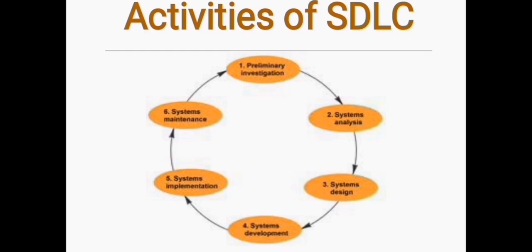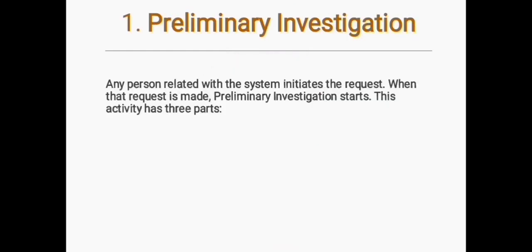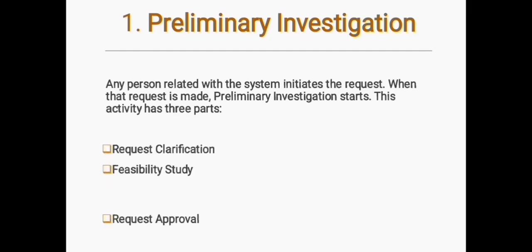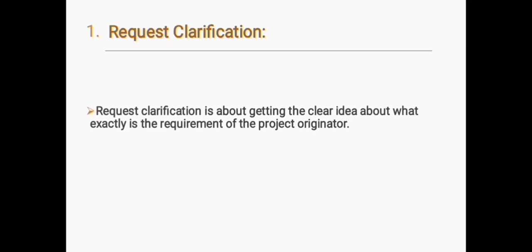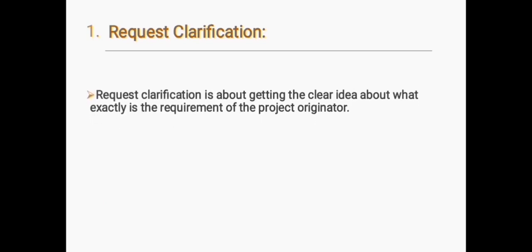First of all, we will see preliminary investigation. Any person related to the system initiates the request. When that request is made, preliminary investigation starts. This activity has three parts: request clarification, feasibility study, and request approval. First one is request clarification. In this, request clarification is about getting a clear idea about what exactly is the requirement of the project originated.